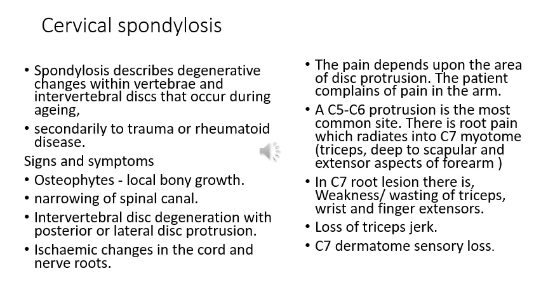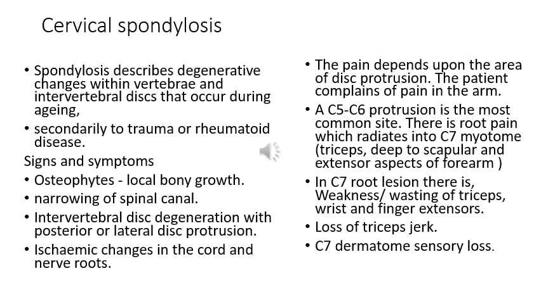And the pain depends upon the area of disc protrusion. Usually a patient complains of pain in the arm. The most common protrusion is in the cervical 5 and cervical 6 area. It's root pain. The root pain arising from this area can radiate into the C7 myotome, or the nerve supplies the muscles, triceps, the area deep to the scapula, and the extensor aspects of the forearm. So in all this area there will be radiating pain if a C5-C6 protrusion is present.